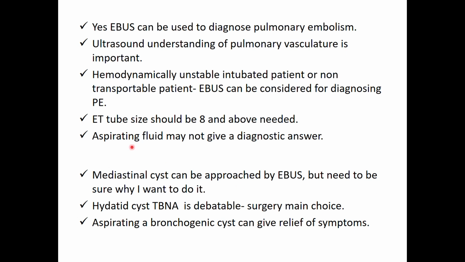ET tube size of 8 or more is required. Aspirating fluid will not give a diagnostic answer. Mediastinal cyst can be approached by EBUS, but need to be sure why I want to do it. Hydatid cyst TBNA is debatable. Aspirating a bronchogenic cyst can give some sort of temporary relief. So, it should not be blindly done for all kinds of mediastinal cysts.